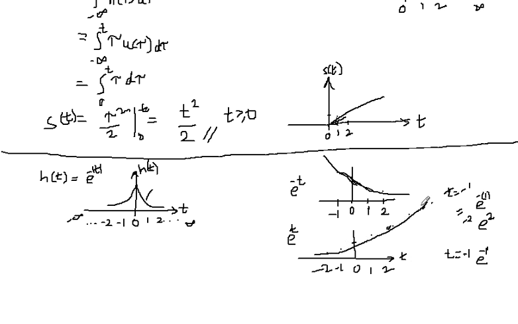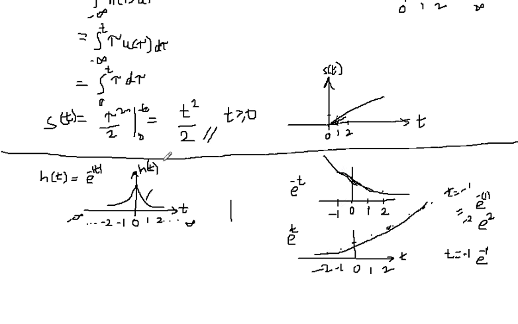Means the signal e raised to minus t is a decaying exponential and e raised to t is a growing exponential. Now whatever this e raised to the magnitude of t is, it may be positive or negative. It is not a single signal, it is a mixture of two signals.